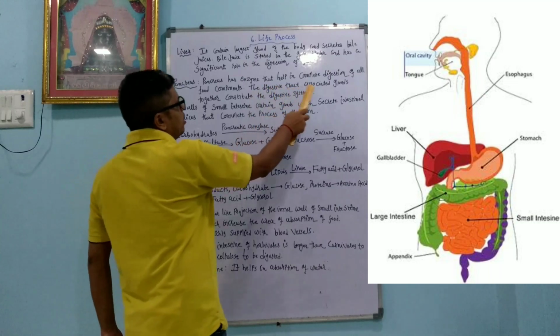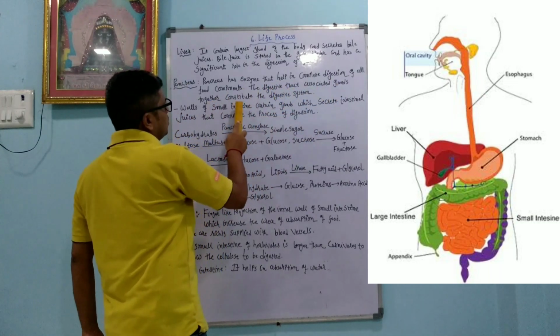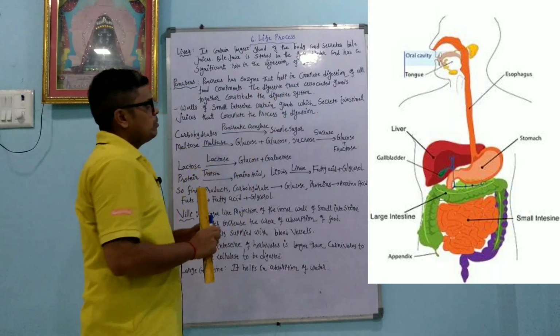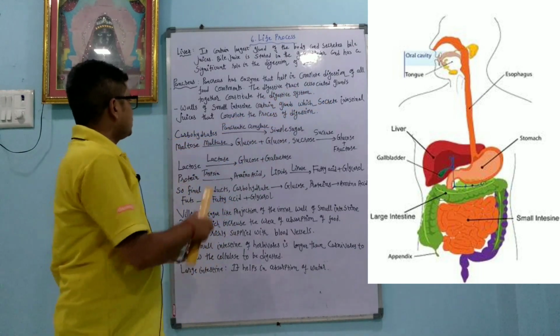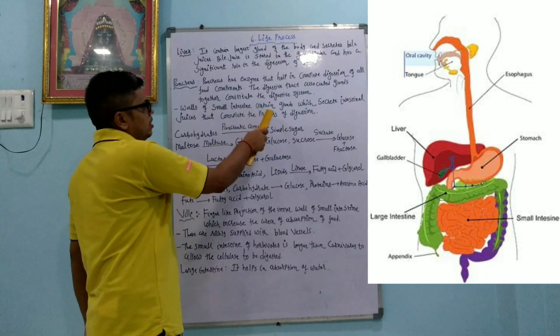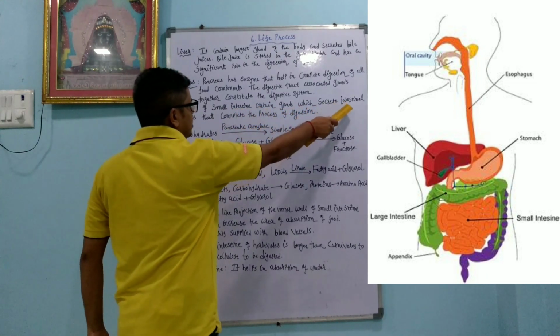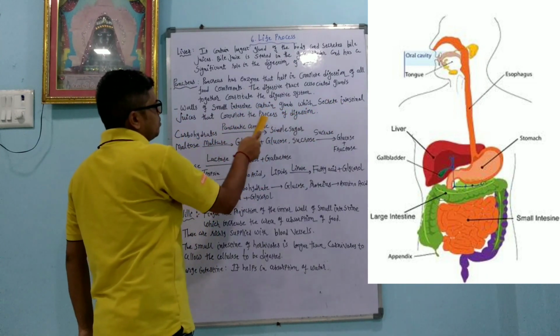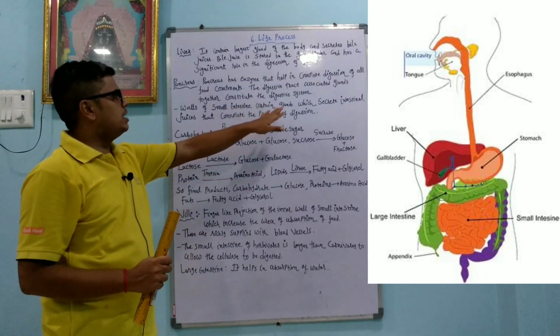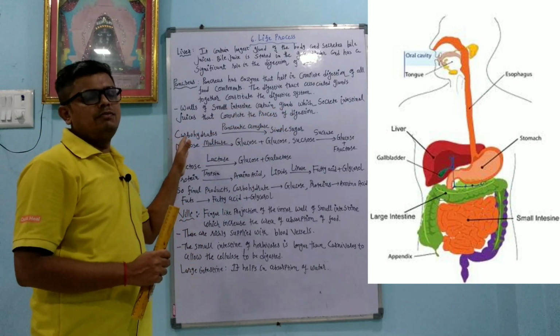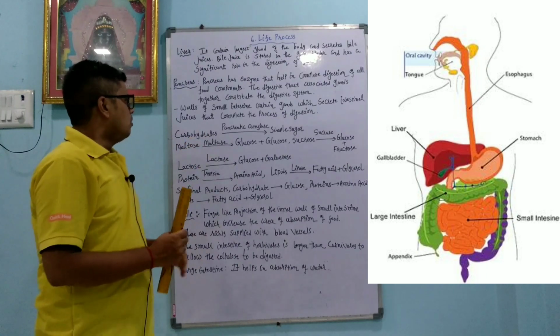The digestive tract and associated glands together constitute the digestive system. So many glands are associated to fulfill the digestive system. The wall of the small intestine contains glands which secrete the intestinal juices that complete the process of digestion. So the small intestine contains glands that secrete intestinal juice, which is very useful to digest the food.